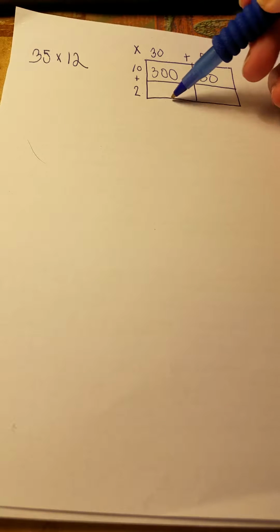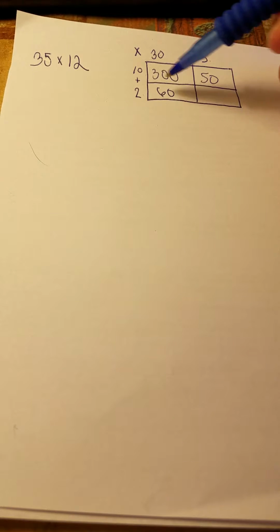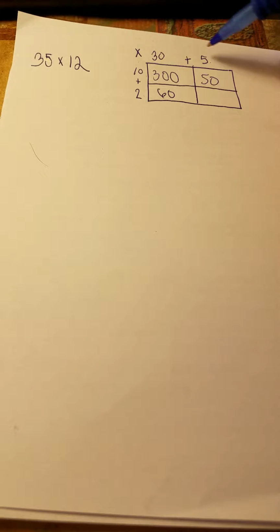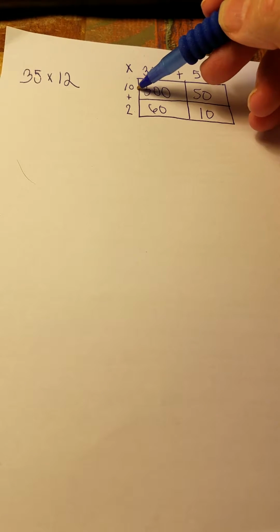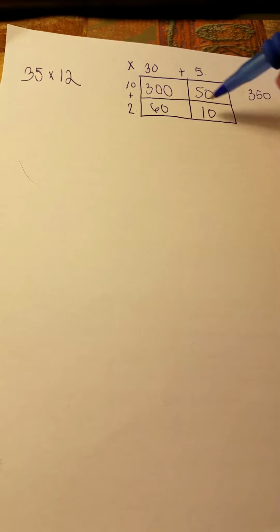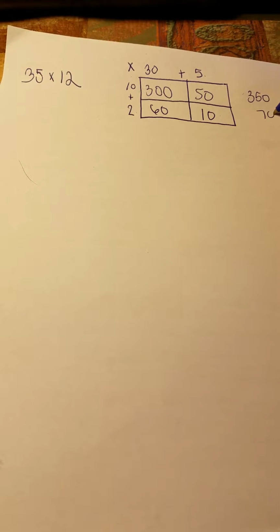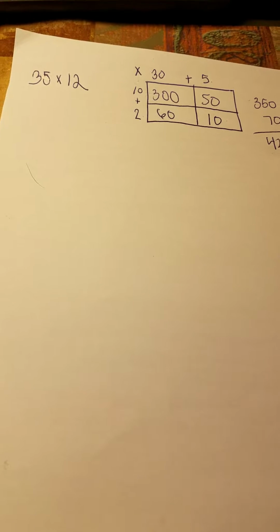The area of this part of the floor plan would be 2 times 30, so that would be 60. And the area of this part of the floor plan would be 2 times 5, which is 10. And then the area of the top 2 pieces of this model would be 300 plus 50, which is 350. And the area of these 2 pieces together would be 60 plus 10, which is 70. And so the area of the whole thing would be 420.